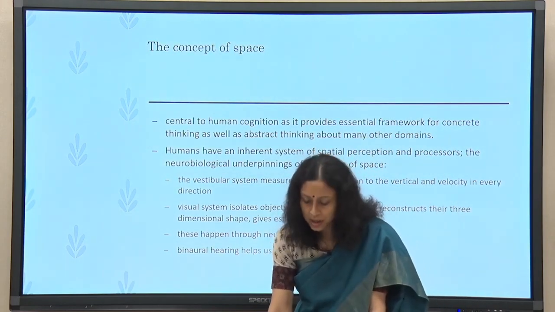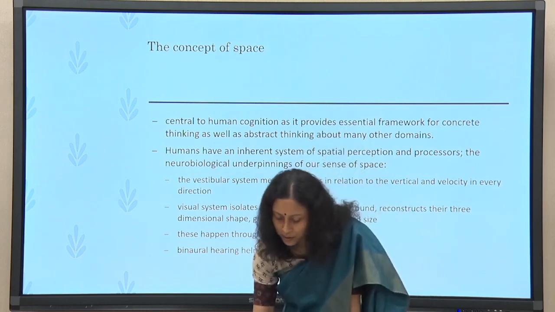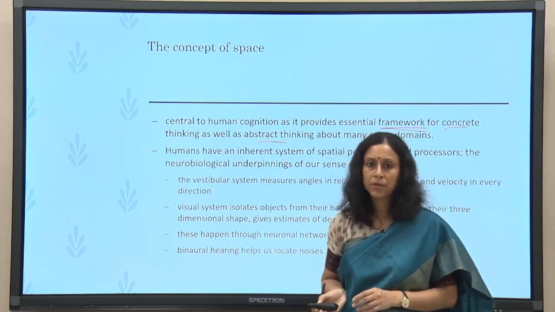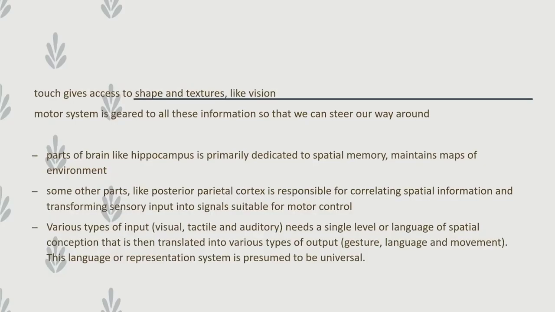So, the concept of space is of course, as you all know, central to human cognition, because it provides a framework for concrete thinking as well as abstract thinking. We have already been talking about this, that the understanding of space also colors our understanding of time and various other things. So, humans are born with an inherent system of spatial perception and processors. We have the senses as well as distinct neuronal networks dedicated to this particular function. Touch gives us shape and textures, like vision, and the motor system is also geared up.